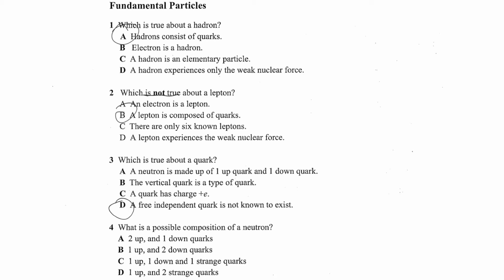Now, for this question, possible composition of a neutron, remember it's neutral, so it's 1 up quark and 2 down quarks, so you get neutral.